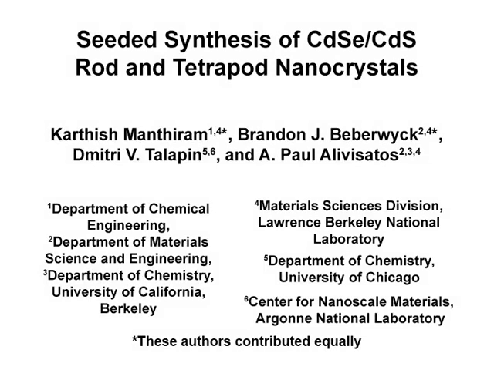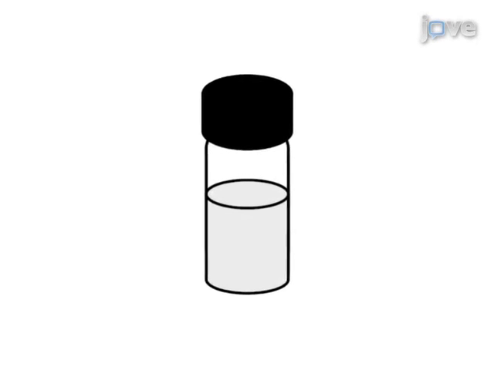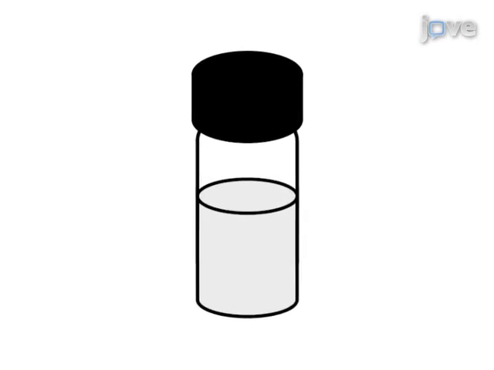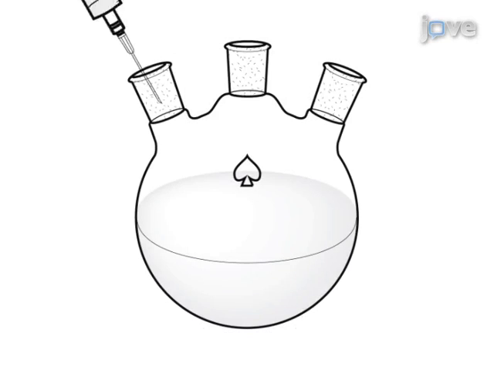The overall goal of the following experiment is to demonstrate the seeded synthesis of rod and tetrapod-shaped multicomponent nanostructures consisting of cadmium sulfide and cadmium selenide. This is achieved by first preparing molecular reactive precursors.